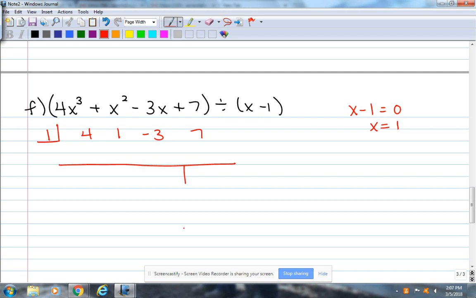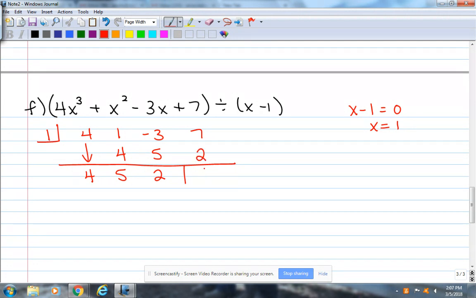Bring the 4 down. 1 times 4 is 4. And then what do we do? Add them together. 4 plus 1 is 5. 1 times 5 is 5. Subtract 3. That's 2. 1 times 2 is 2.